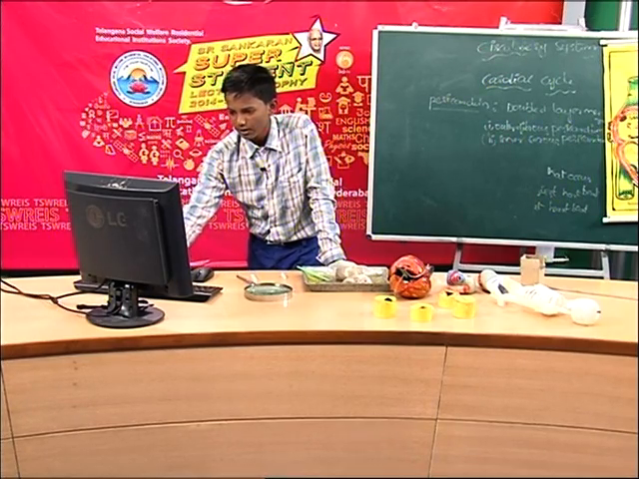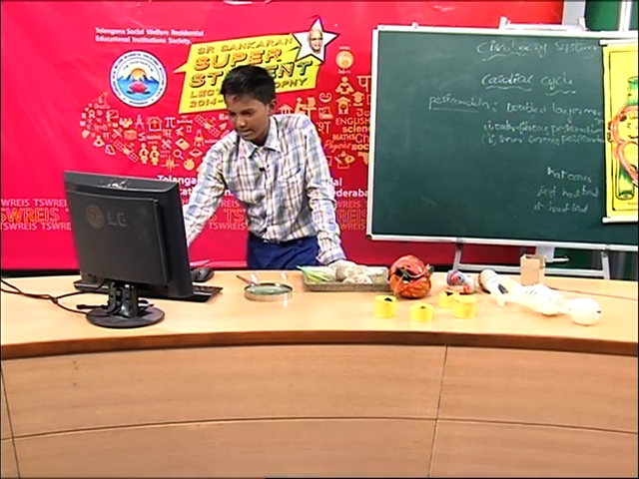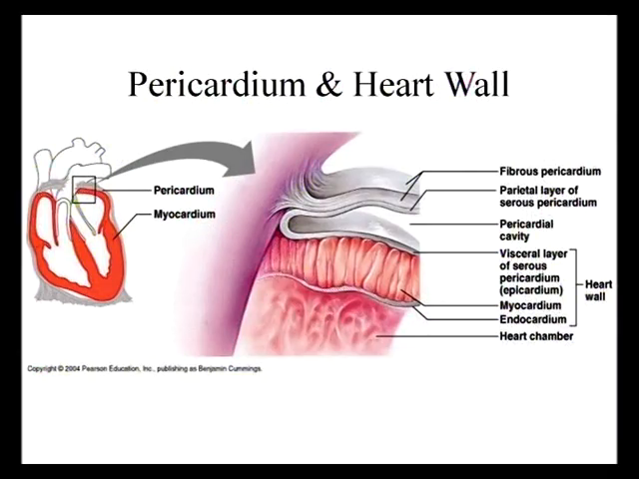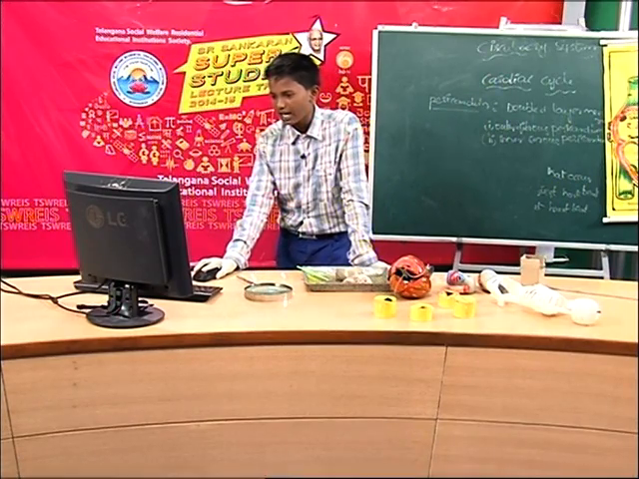So Swero, the pericardium is a double-layered membrane. Look here, this is the pericardium and this is the myocardium. This is the fibrous pericardium and this is the parietal layer of the serous pericardium. This is the pericardial cavity. This pericardium is helpful for the heart as it keeps the heart in position.